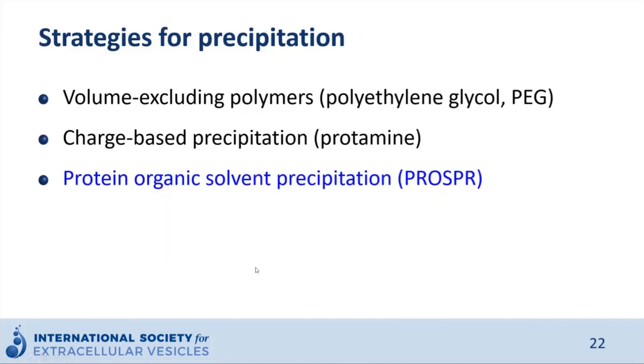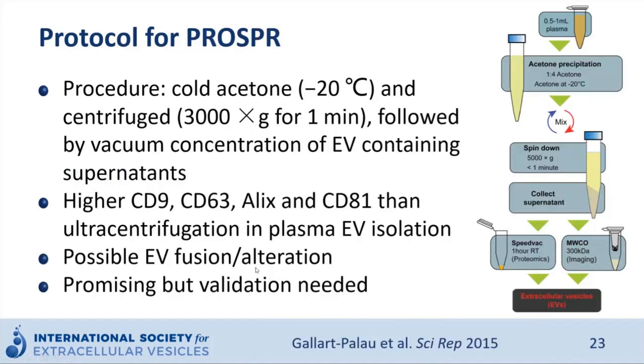So the third strategy is ProSPR. It shows much better performance to remove proteins. The working principle is quite straightforward. ProSPR uses acetone to cold precipitate protein while leaving EVs in solution. So with speed vac or ultrafiltration, EVs could be further harvested or concentrated.